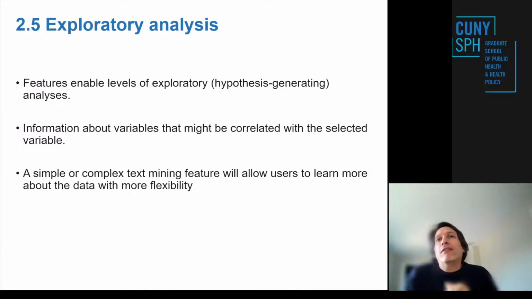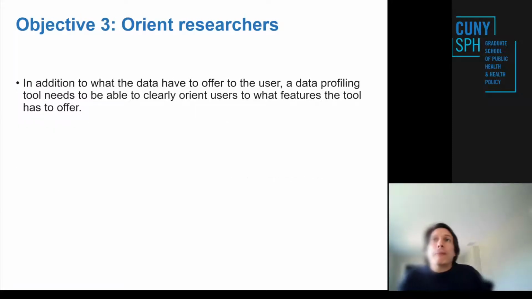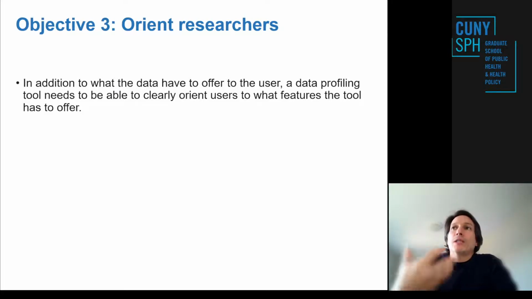Exploratory analysis is the fifth feature in this data visualization or data exploration, and it is to be able to have hypothesis generating analysis and to have information about variables that are correlated with the selected variable, and then have some tools that facilitate that correlation. It could be a simple or complex text mining feature that allows users to learn more about the data with more flexibility. And now the third objective is about being able to orient the researchers.